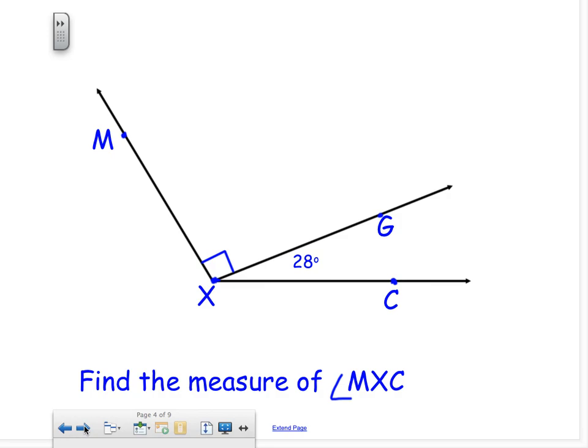Here, I have angle MXG is what, according to this box? Well, with that box, that tells me it's a 90-degree angle. Measure of angle GXC is indicated as 28. What would be the measure of the larger outer angle, MXC? Well, 90 plus 28, which is 118 degrees. Not a difficult concept.